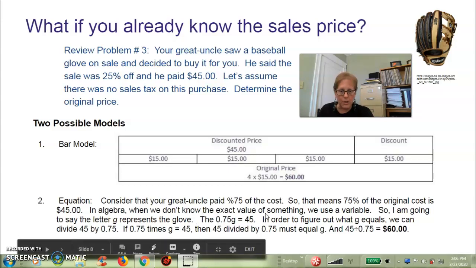In algebra, when we don't know, we use a variable. So in this case, I'm going to use the letter G. So 0.75 times the glove is equal to 45. So 75% of the glove is 45. Then in order to figure out what G equals, we can divide. Remember that whole thing with the relationship between multiplication and division. So what I'm going to do is 45 divided by 0.75. And when I do that, I get 60. So G must be 60.